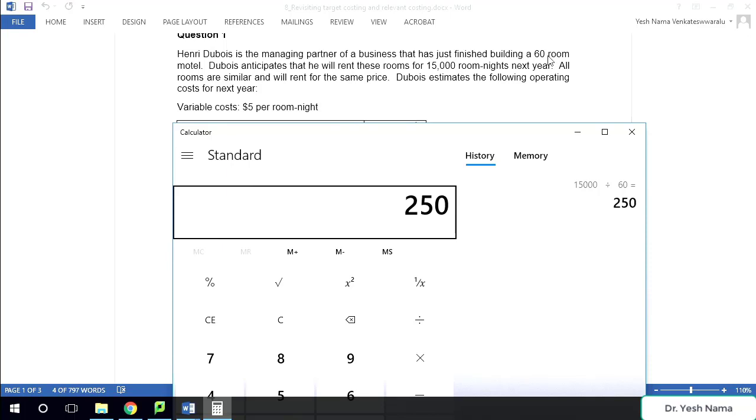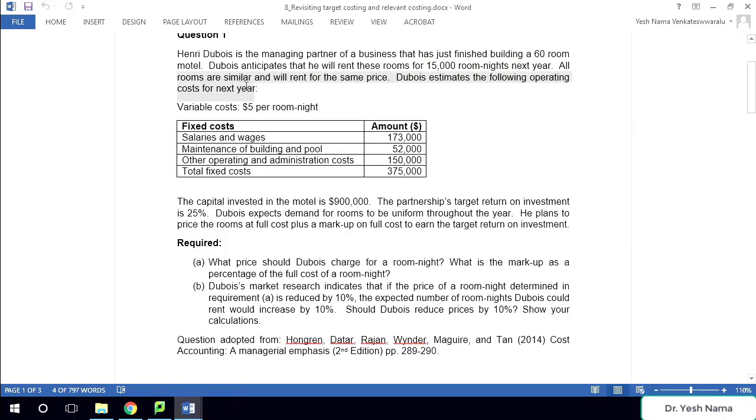This is what we mean by 15,000 room nights, because there are 60 rooms in the motel. Henry anticipates that he will rent these rooms for 15,000 room nights. 15,000 room nights upon 60 rooms available suggests 250 nights is the number of nights each room will be rented out, occupied. All rooms are similar and will rent for the same price.